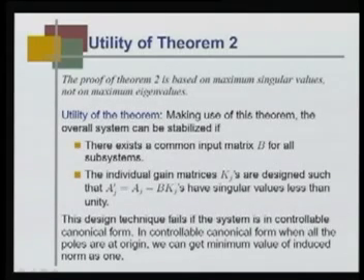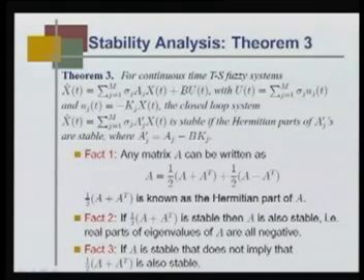Utility of the theorem: making use of this theorem, the overall system is stabilized if there exists a common input matrix B for all subsystems, and the individual gain matrices K j are designed such that A j dash, which I have already told is A j minus B K j, have singular values less than unity. This design technique fails if the system is in controllable canonical form. In controllable canonical form, when all the poles are at the origin, we can get the minimum value of induced norm as 1. Okay. Stability analysis, theorem 3.